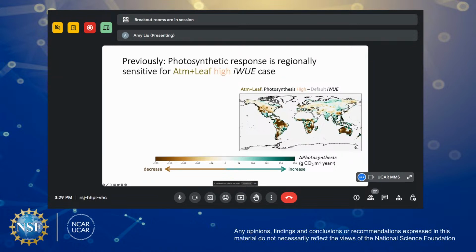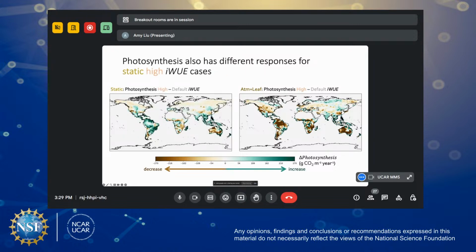Now moving on to the high intrinsic water use efficiency case, previously we saw a regionally sensitive response. So we expect that same regional sensitivity in the static case. And while we do see regional sensitivity for the static high intrinsic water use efficiency case, we see a different regional response. So in contrast to the low intrinsic water use efficiency cases where we saw a difference in magnitude but same spatial response, in the high intrinsic water use efficiency cases, we see similar scale but different spatial response.